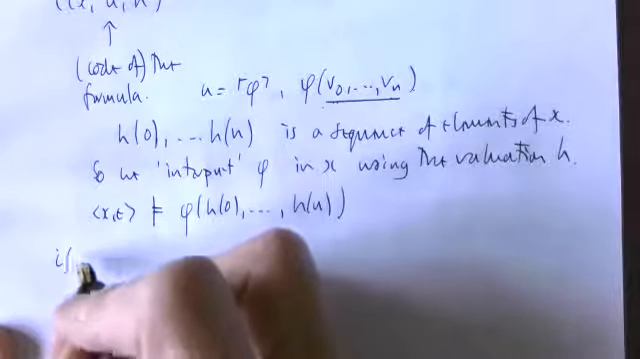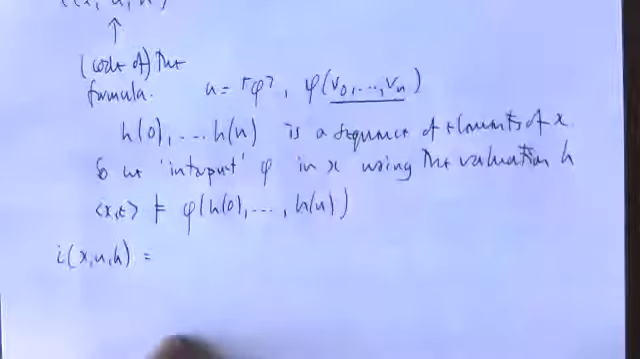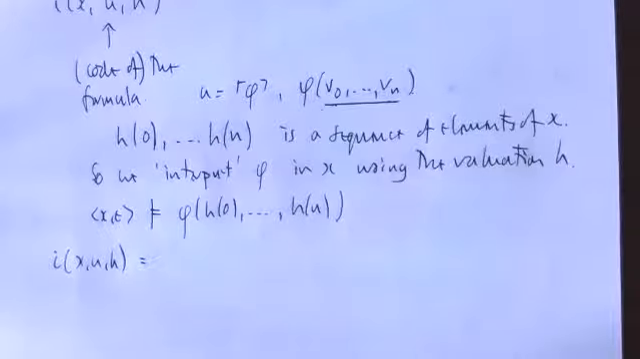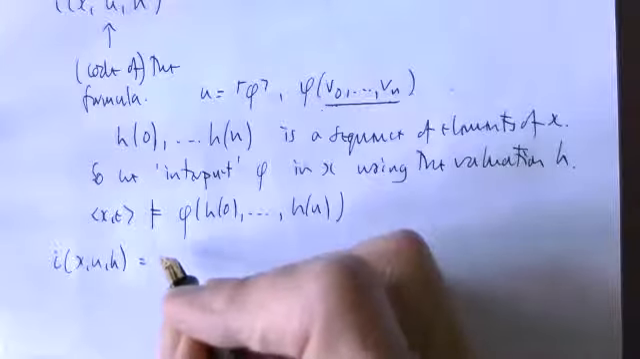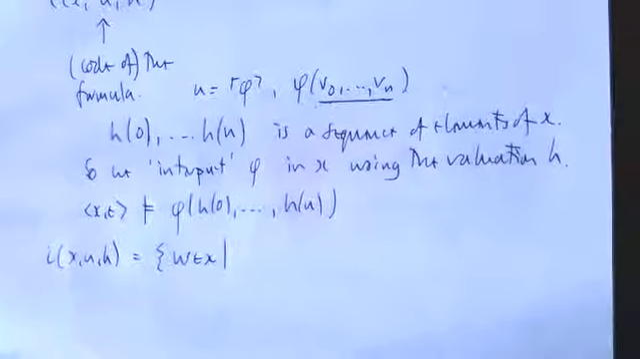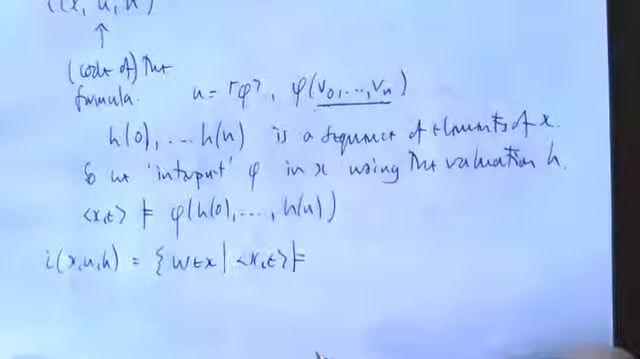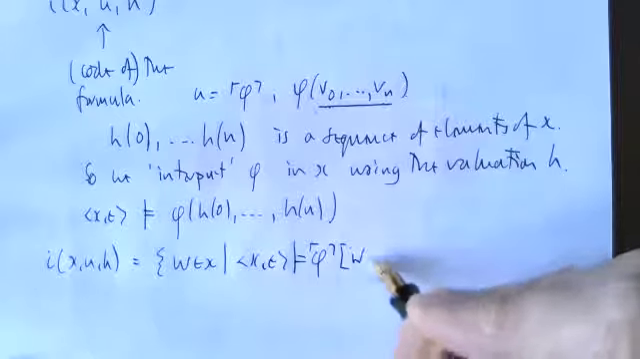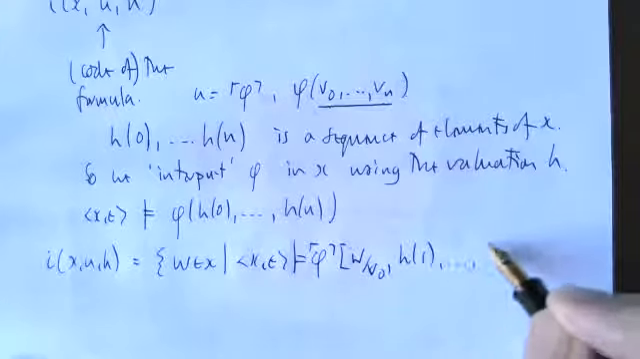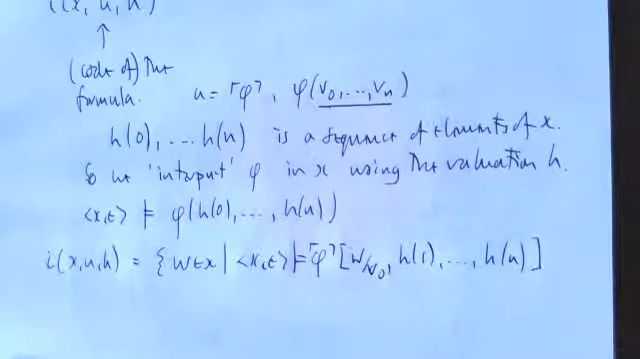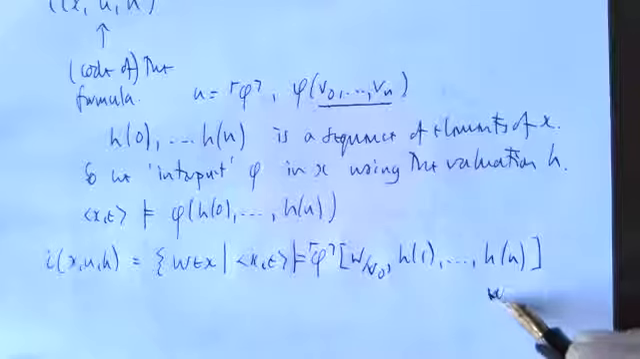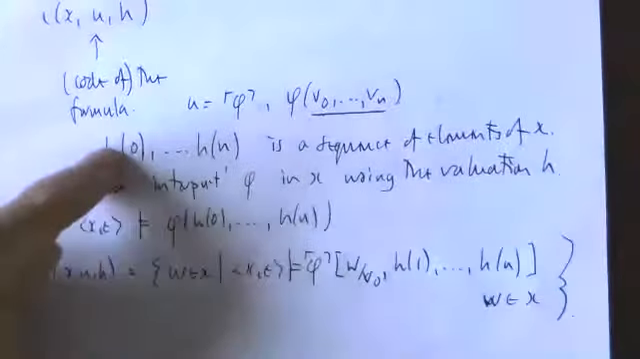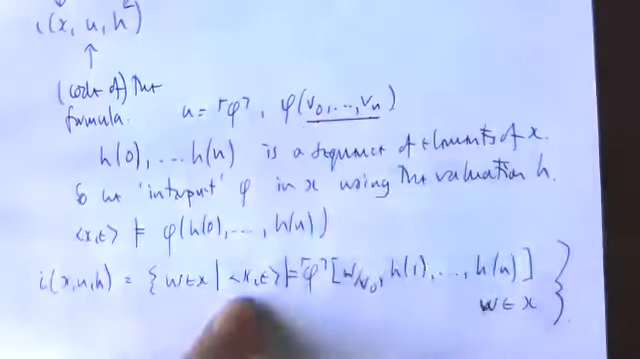And then the iota notation says, what are the things that I can put in for H0, keeping H1 to Hn fixed, that'll make this formula true in X. So this is going to be the collection of things in X such that the structure of X with phi, and these are the W's to be put in for V0, and then I've got H1 up to Hn for the other things, for W in X. So perhaps the phrase I was using was the valuation interprets the free variables of the formula in the structure X.